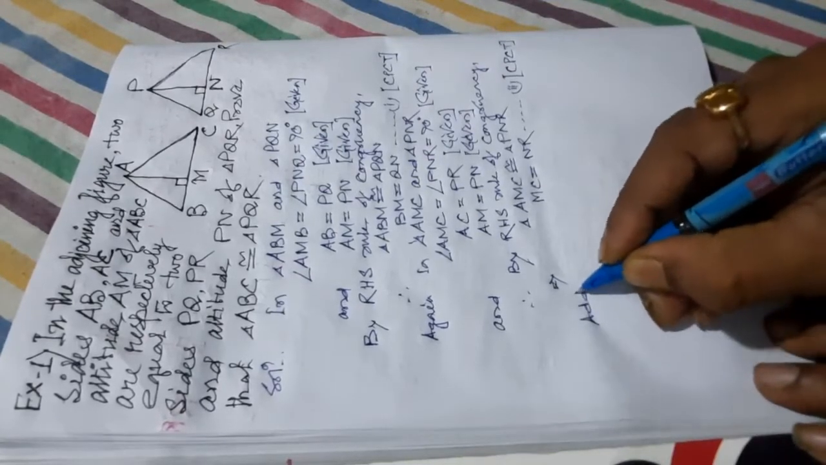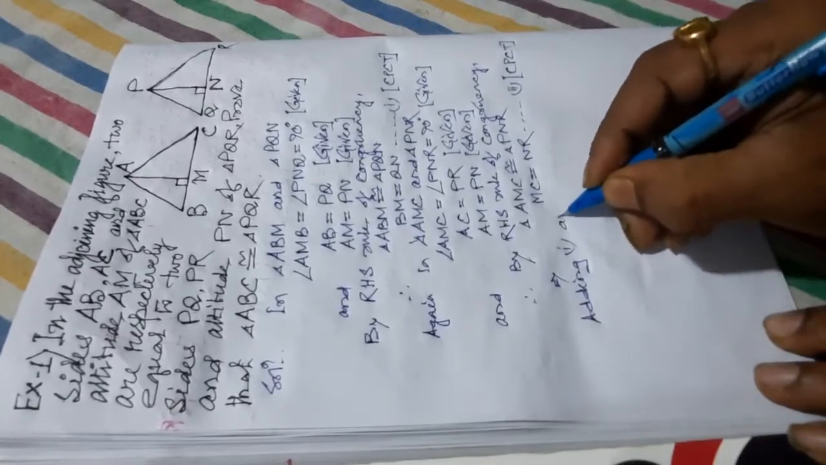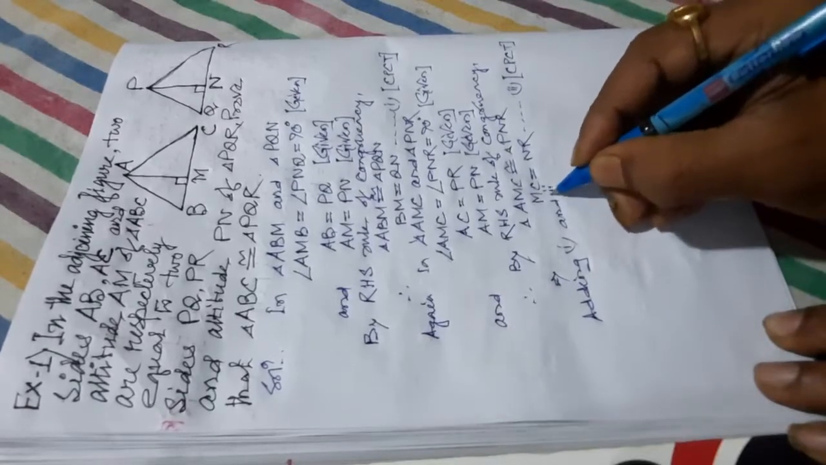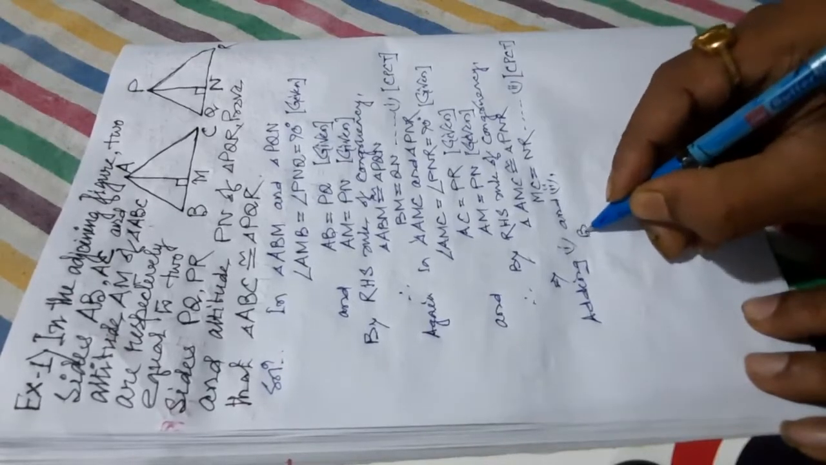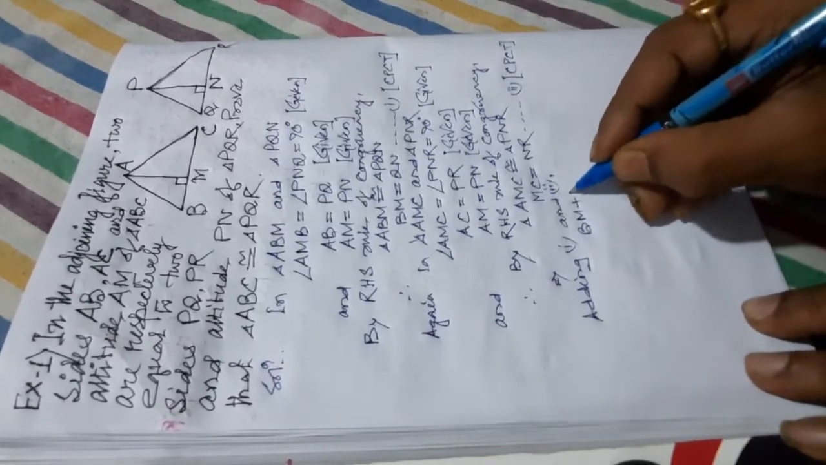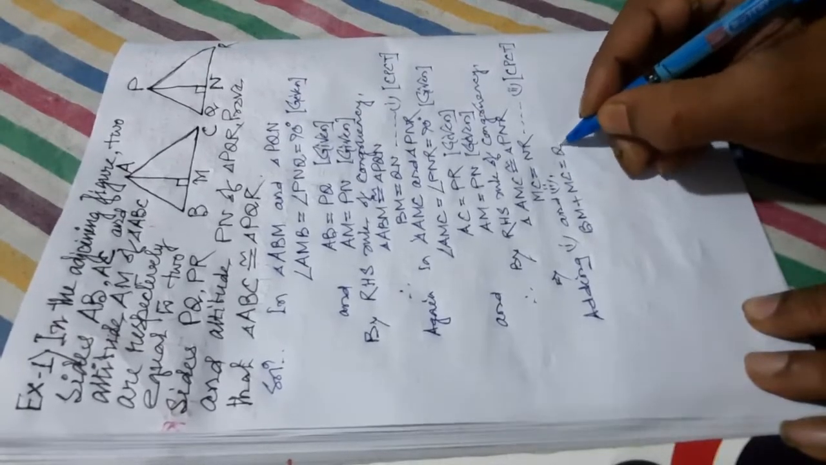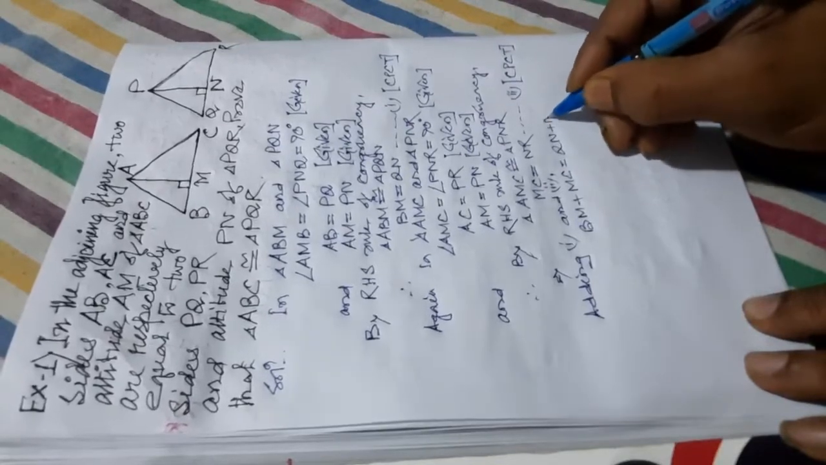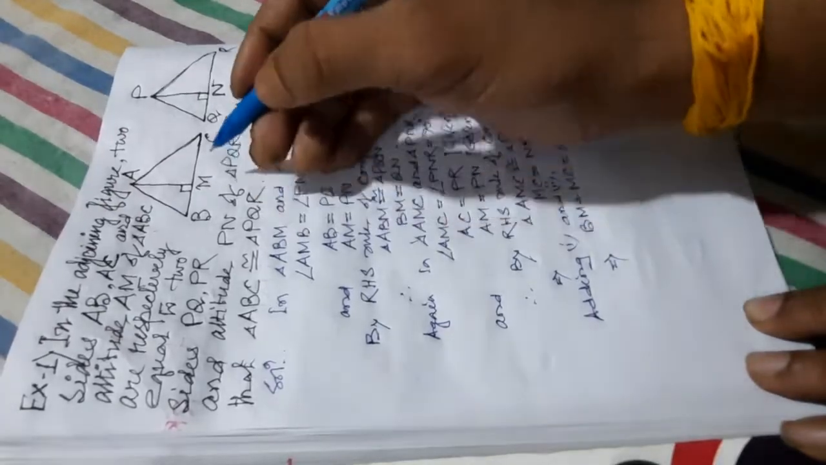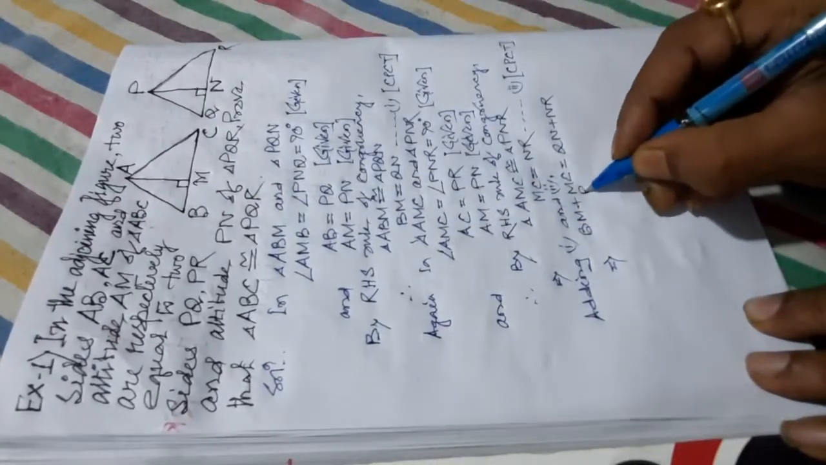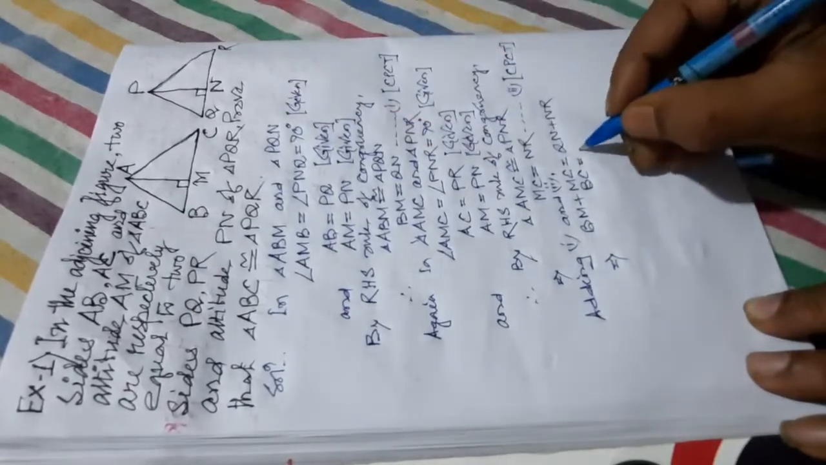Adding 1 and 2. BM plus MC is equal to QN plus NR, implies BM plus MC is equal to BC is equal to QN plus NR is equal to QR.